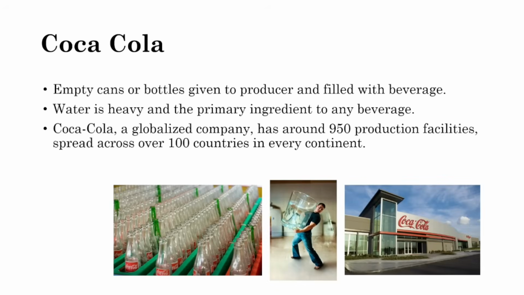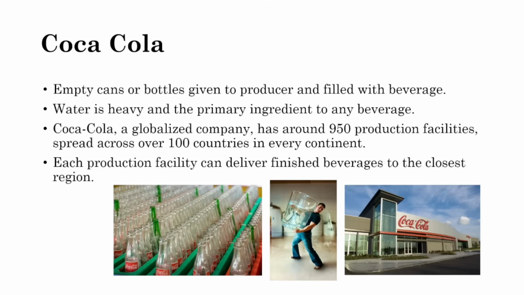And Coca-Cola, a globalized company, has around 950 production facilities spread across over 100 countries in every continent. And that's really good because Coca-Cola is a bulk gaining industry. Each production facility can deliver the finished beverages to the closest region here. And so they locate their production facilities close to the markets. And since they have a worldwide market, they have to have production facilities across the entire world. Otherwise, it'd just be really expensive.